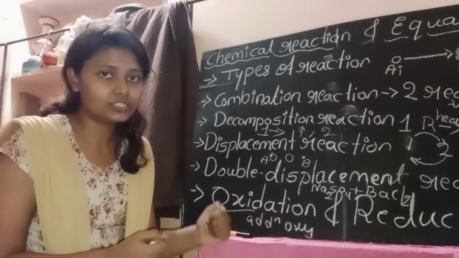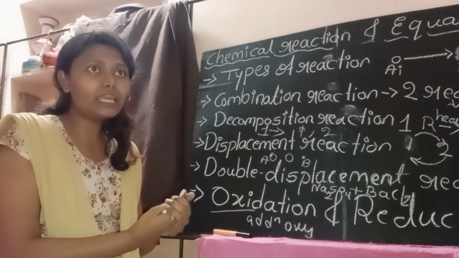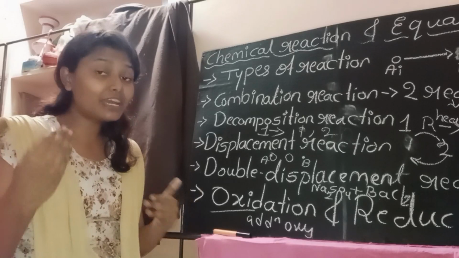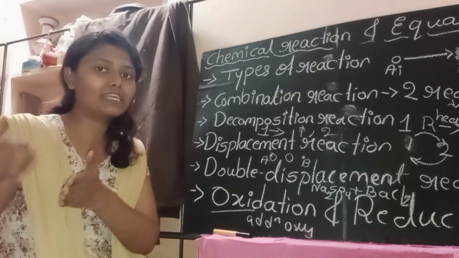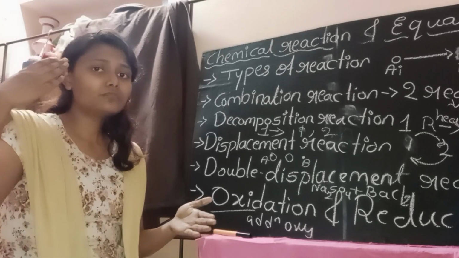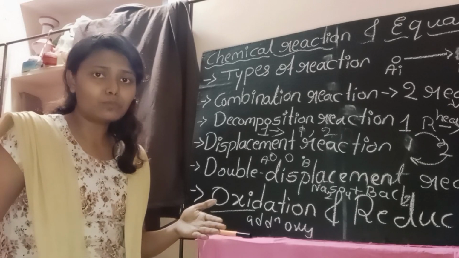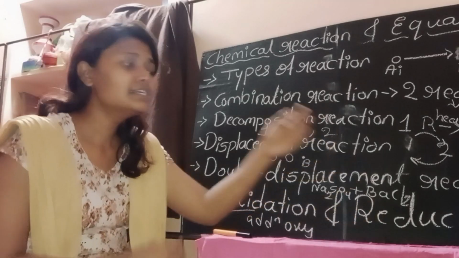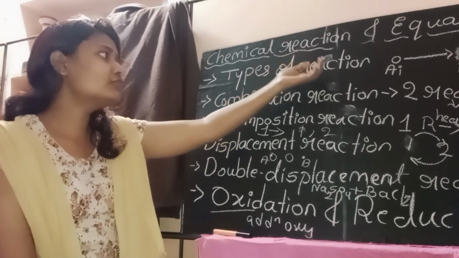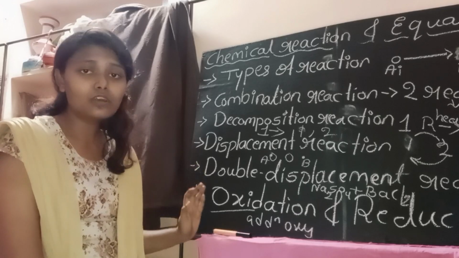Then we have reduction. Reduction is the removal of oxygen. If I form magnesium oxide and heat it, or react it with hydrogen, it will form magnesium plus a water molecule. There is a breakdown of magnesium oxide into magnesium metal and water molecules. Such reactions we call reduction reactions. So these are the five types of chemical reaction, and this is a brief introduction to all of them.